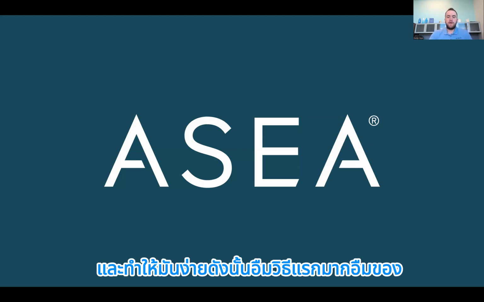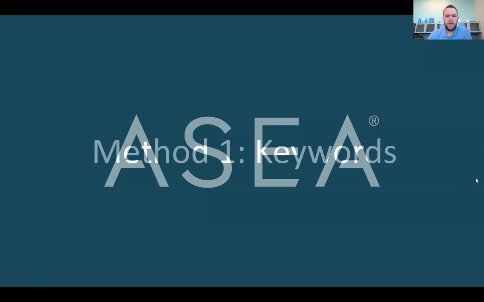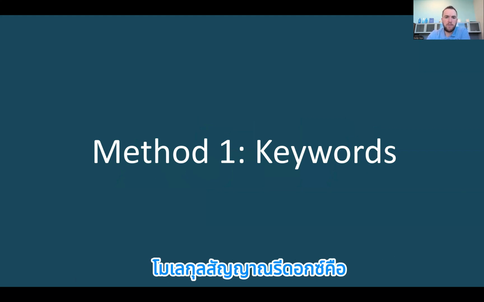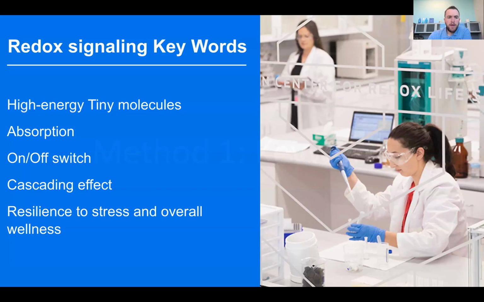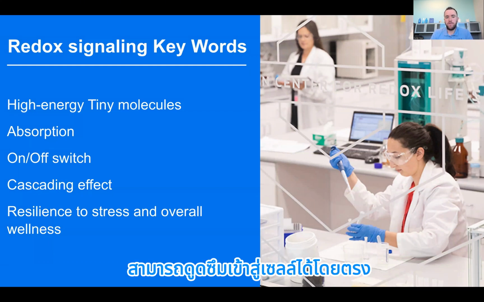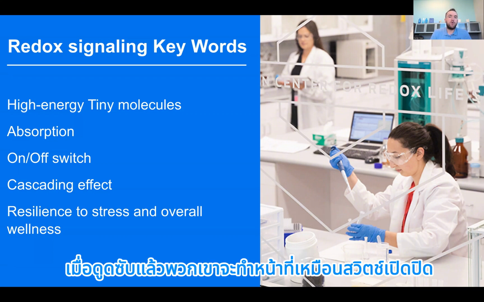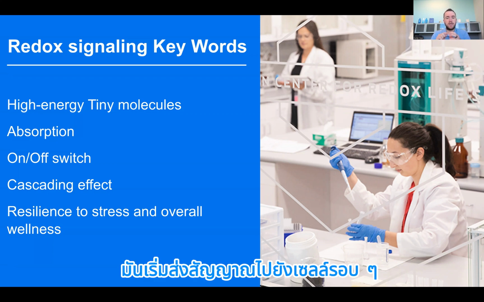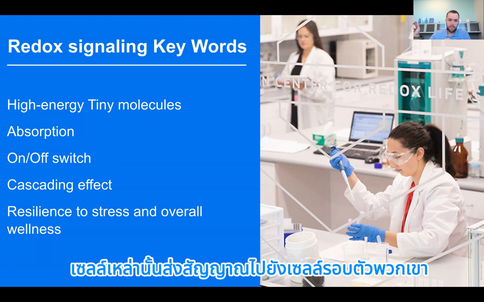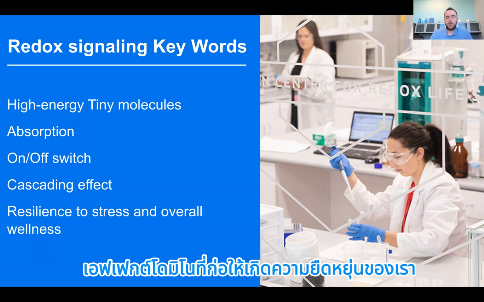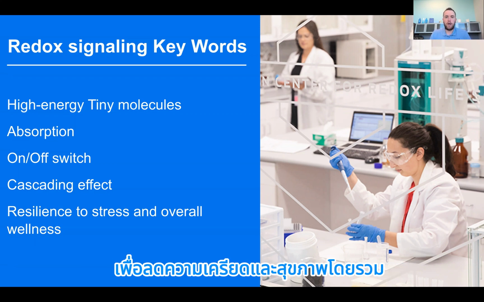So the very first way of talking about redox signaling molecules is through the keywords. Through the last 2 years or so, we've used a series of keywords to talk about what redox signaling molecules are and how they work. Redox signaling molecules are tiny, high energy molecules. Because they're tiny, they can be absorbed directly into the cell. Once absorbed, they act like an on-off switch, turning on cell signaling. Once a cell is turned on, it begins to signal to the cells around it. Those cells signal to the cells around them, beginning what we call the cascade or domino effect. And it's this cascade or domino effect that contributes to our resilience to stress and overall wellness.